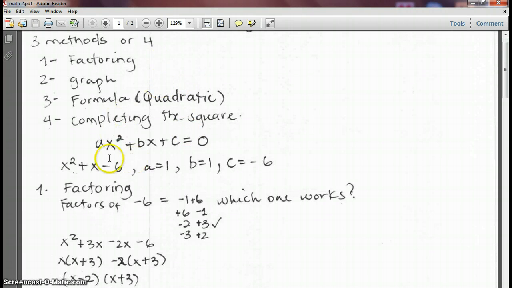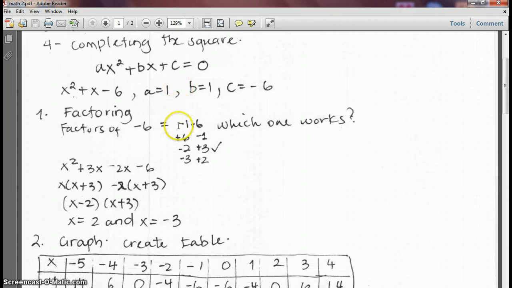A quadratic equation is of the form ax squared plus bx plus c equals 0, like the equation I have right here, x squared plus x minus 6. So a is 1, b is 1, c is minus 6. We're going to solve using the factoring method.